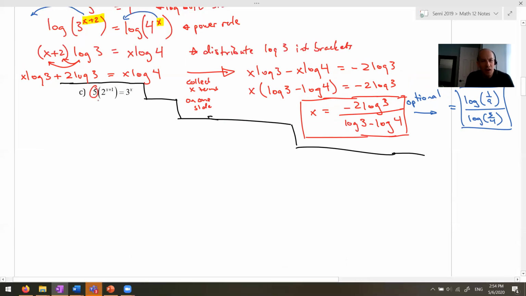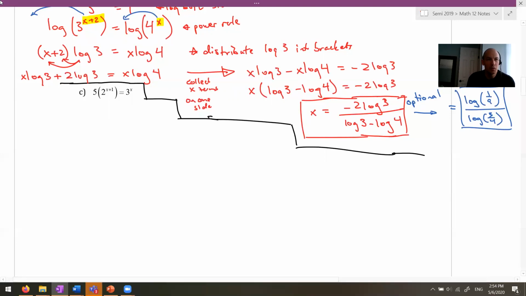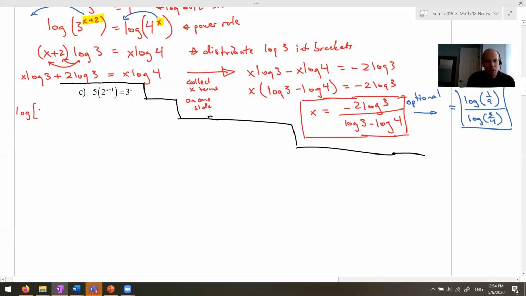You can't write 5 as a power of 2, so you cannot combine the two. The best you can do is start by logging both sides right away. So what we're going to do is log, using big fat brackets here, 5 times 2 to the x plus 1, and then the other side is log 3 to the x. Okay, so now we're logging this. I cannot use the power rule yet because that exponent of x plus 1 only goes to the 2. It does not belong to the 5, so it's not fair for me to use it.